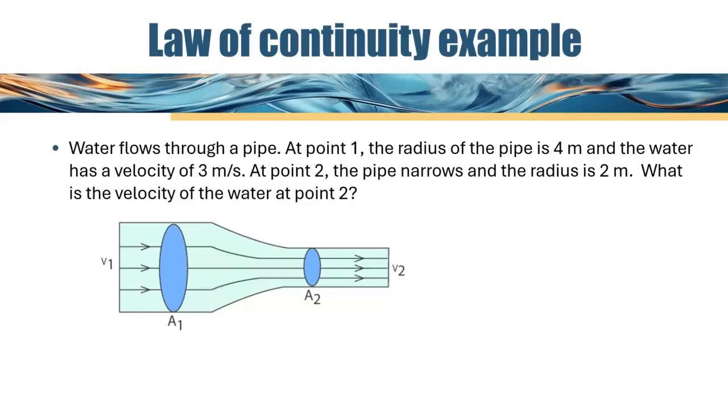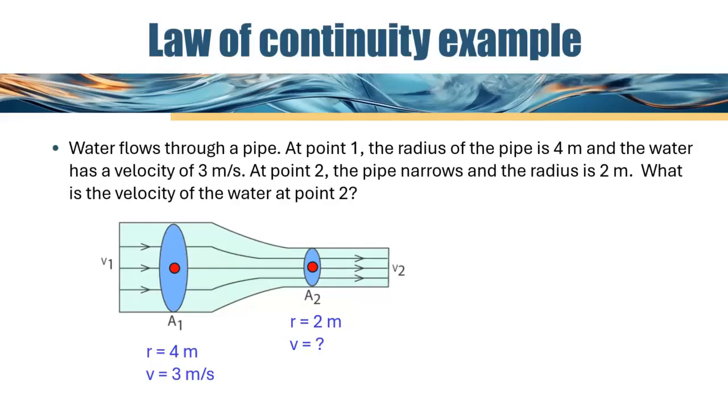So the law of continuity allows us to compare 2 points. So I have to identify my points. So I'm going to call this point 1 and I'm going to call this point 2. So we know that the radius is 4 at point 1 and the velocity is 3. At point 2, the pipe narrows and the radius is 2, and we are solving for the velocity.